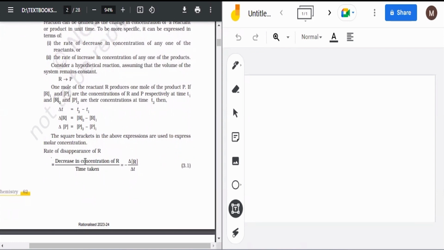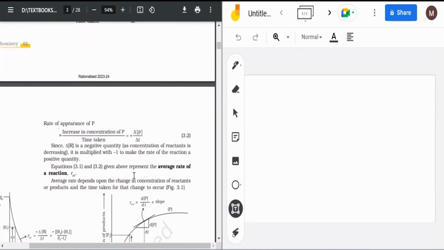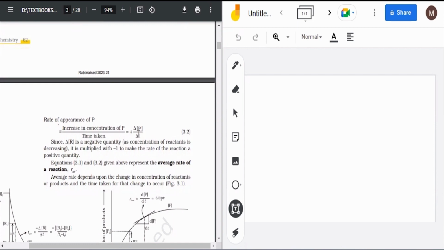To define rate, rate is always something divided by time. So for reactant, it is the change in concentration of reactant divided by time taken, and for product, it is the change in concentration of product divided by time taken. But remember one thing: in case of reactants, we take a negative sign because the reactants are consumed as time proceeds. So delta R is negative, and we already take a negative sign to counter the negative part. So this is the definition of rate. For product, we take positive sign only because concentration of product increases with time.